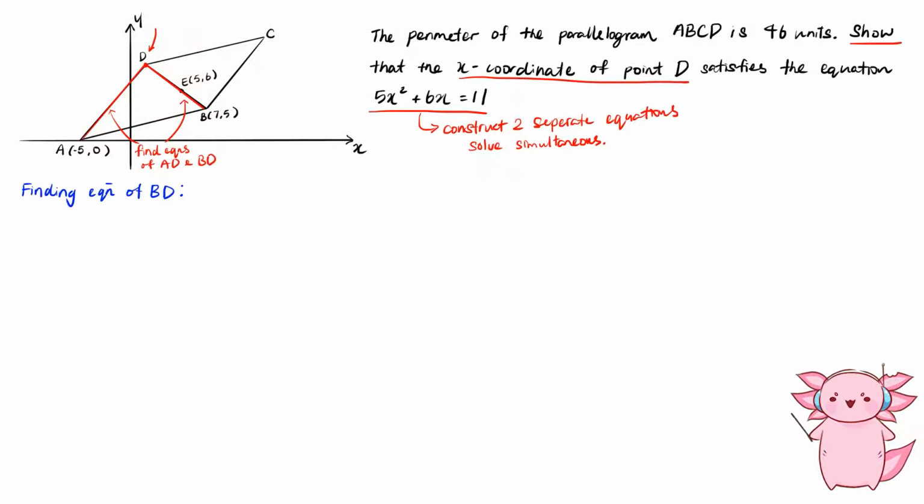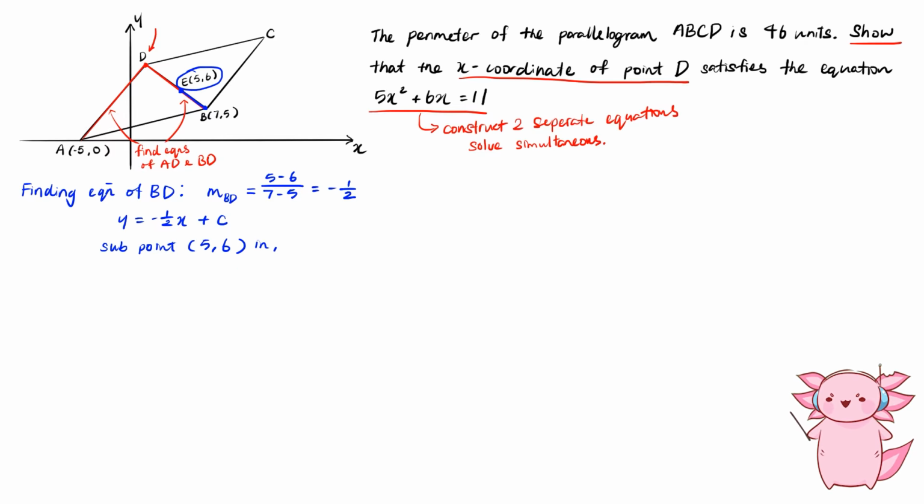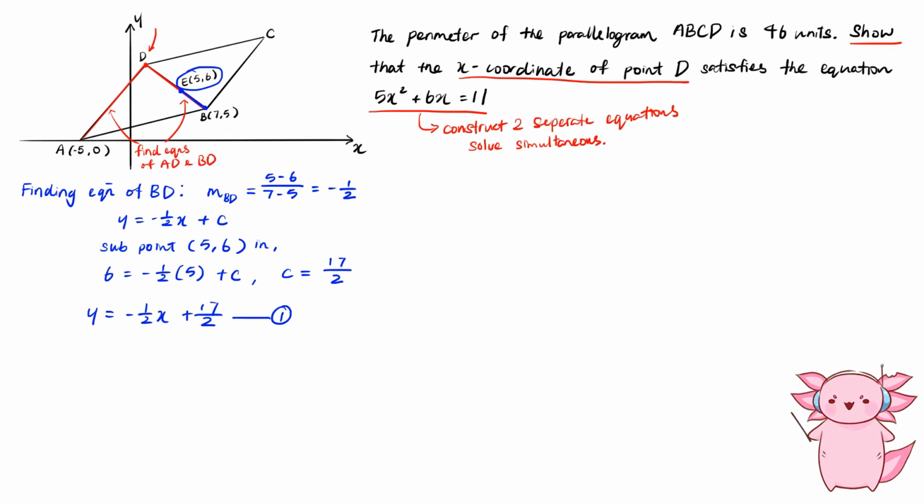To find BD, let's calculate the gradient using these 2 points, which works out to be -1/2. Now we sub in one of the points, so let's say (5, 6) over here, to get our c value of 17/2, and we have our first equation.